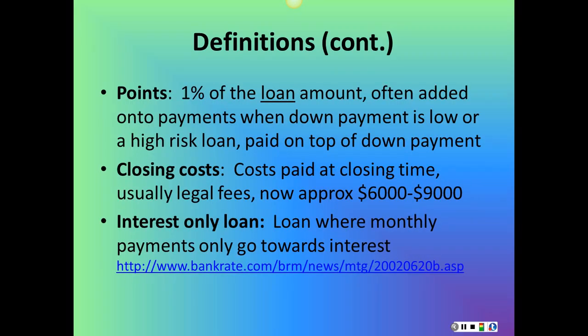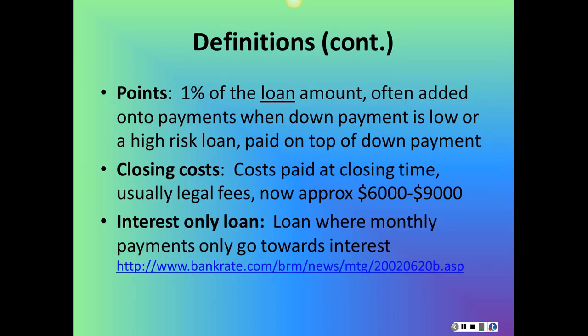Points is 1% of the loan amount. As I said, the loan is the value of the thing that you're buying. Points are often added to payments when the down payment is low, or it's a high-risk loan. So for a house, for example, points are added when the person getting the loan can make only the minimum of payments, and the lender considers this to be maybe a little bit of a risk. So just for security, they ask them to pay some points.